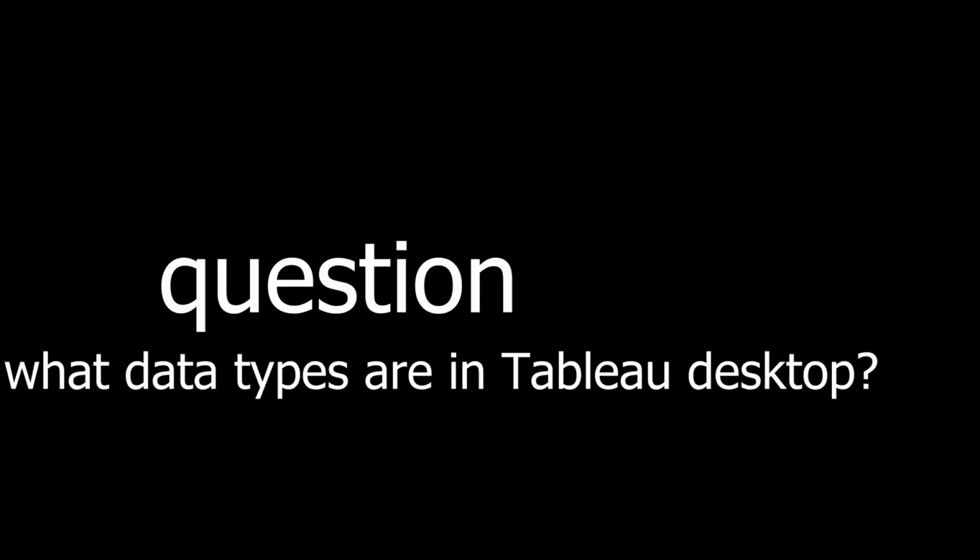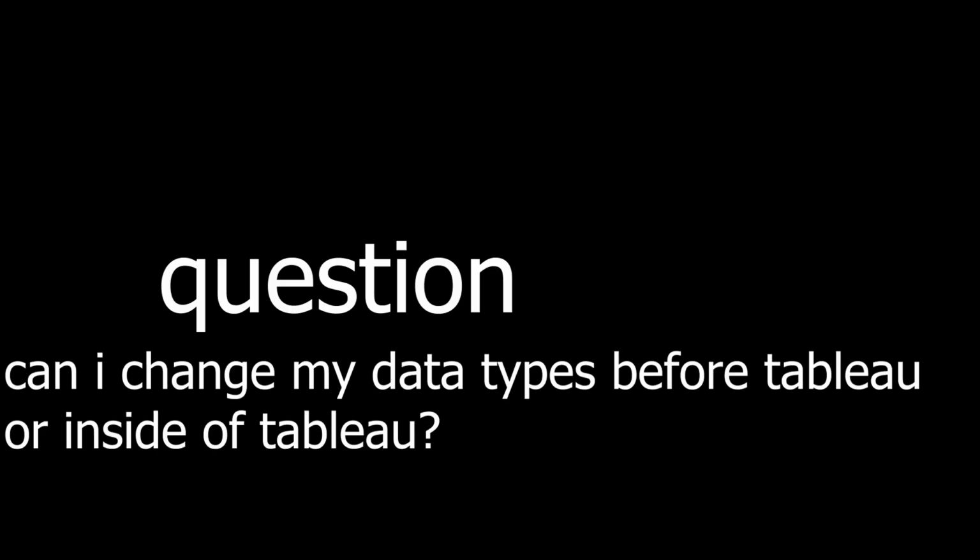What data types are in Tableau Desktop? In Tableau Desktop, you can expect to see many data types, such as decimals, whole numbers, date, date time, string, and also Boolean. There's also a subclass for geographic roles, which we can get into in the future. Can I change my data types before Tableau or inside of Tableau? It's important to understand that you can work on your data types prior to going into Tableau. However, inside of Tableau, you have the ability to do it as well.